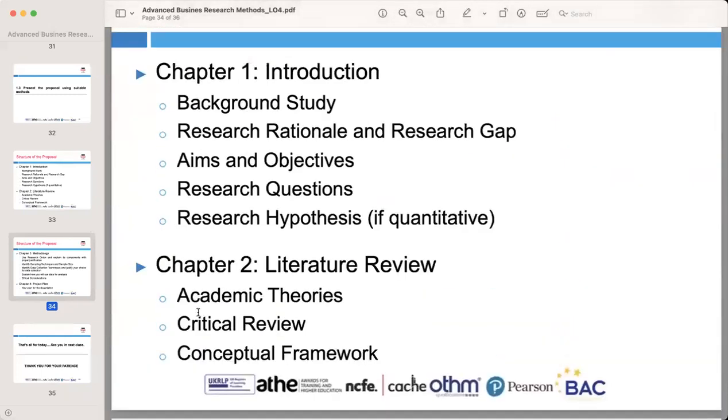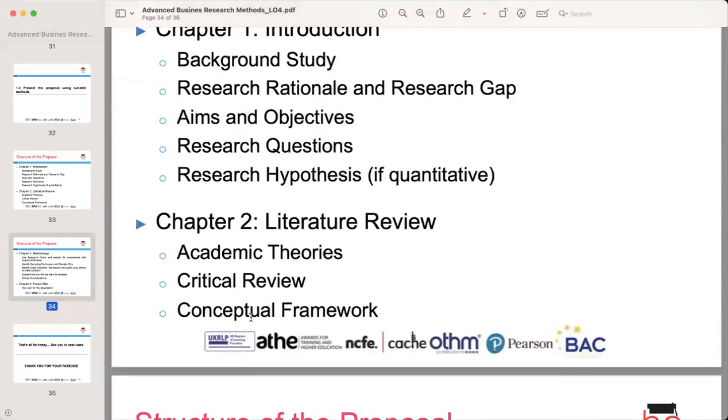Here is what I was looking for, conceptual framework. Let me quickly talk about the conceptual framework. A conceptual framework is a visual representation or model that illustrates the relationships between different variables or concepts in the study. It provides a structure for organizing the research and helps in formulating research questions and hypotheses.